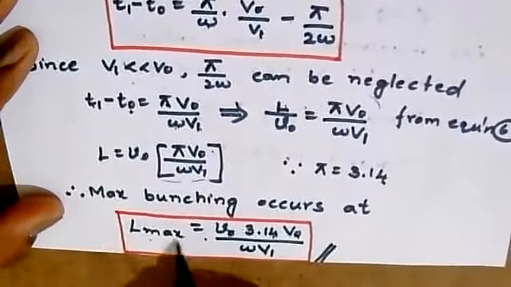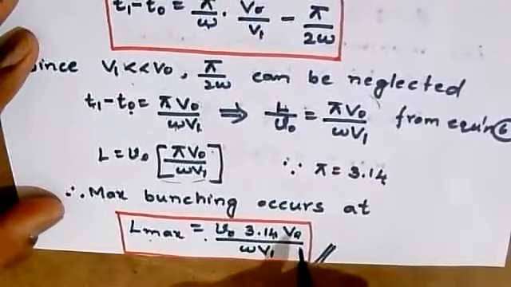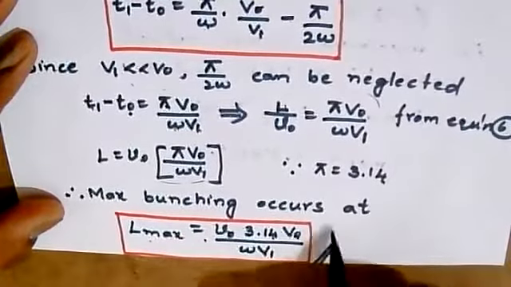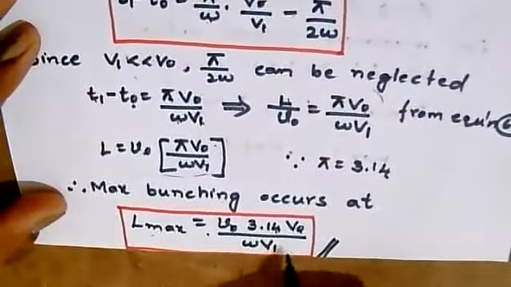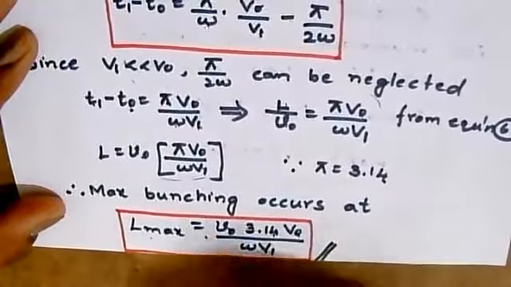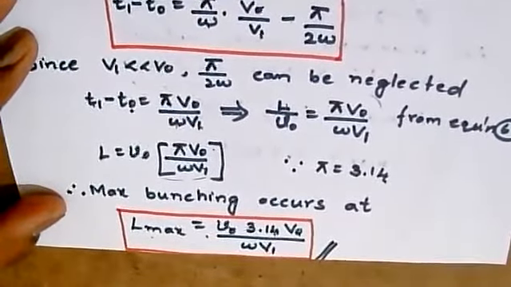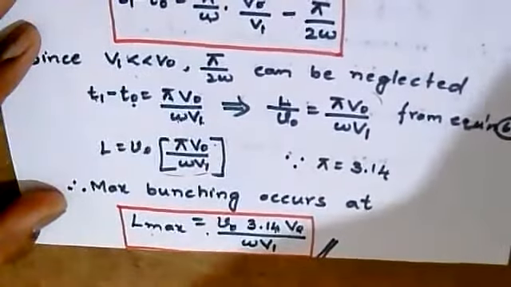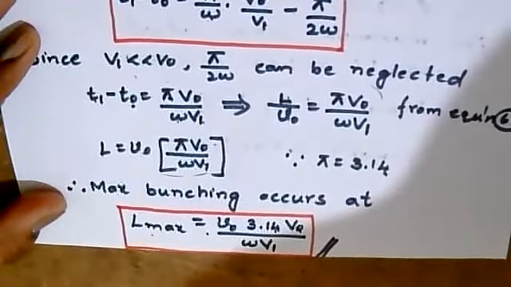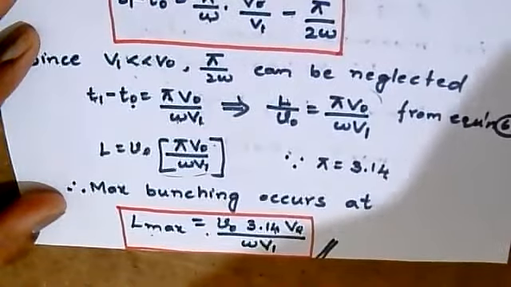At what particular distance the bunching is taking place will be determined mathematically by using this particular expression, which is said to be the mathematical expression of the bunching process. This is how the velocity modulation and bunching process is worked out.